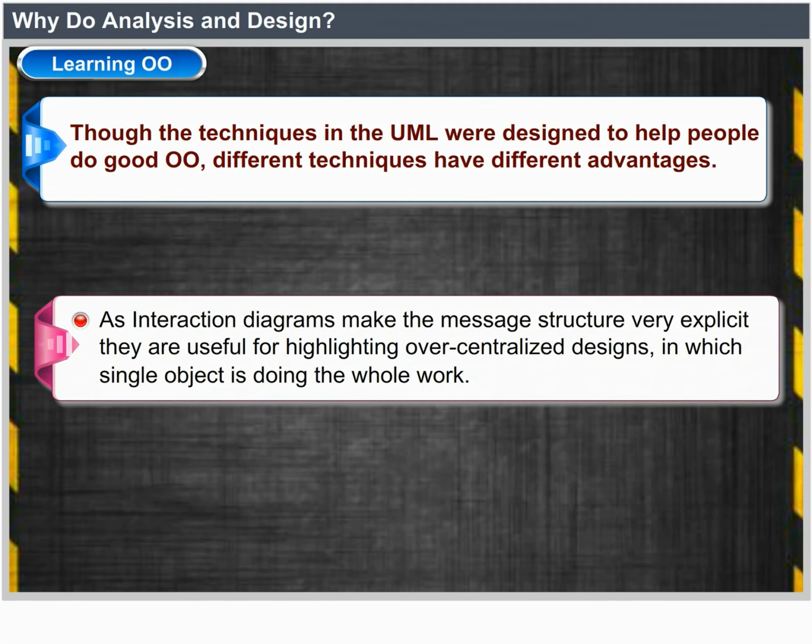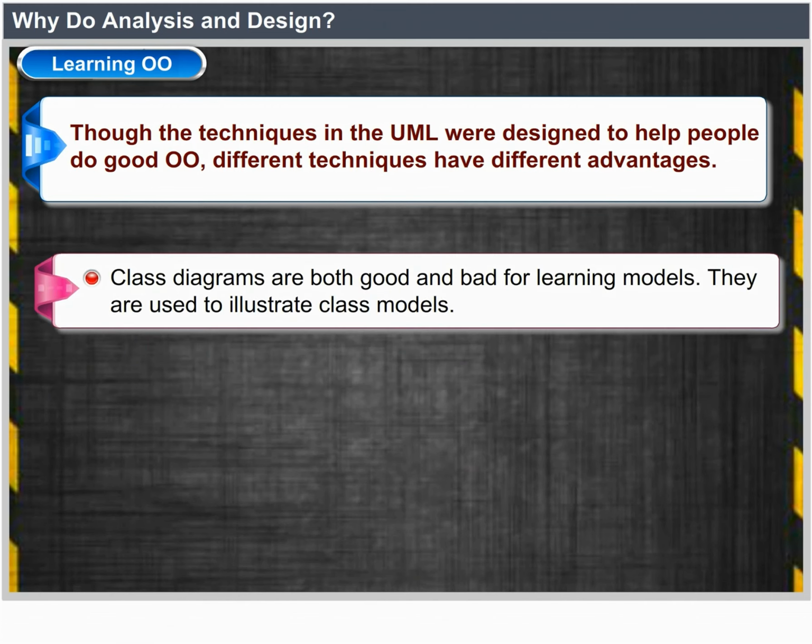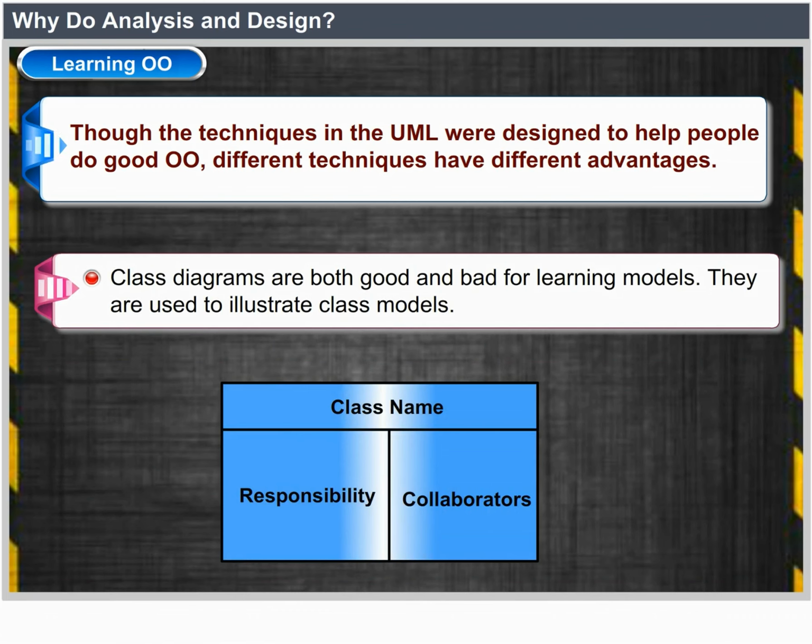As interaction diagrams make the message structure very explicit, they are useful for highlighting over-centralized designs in which a single object is doing the whole work. Class diagrams are both good and bad for learning models. They are used to illustrate class models.